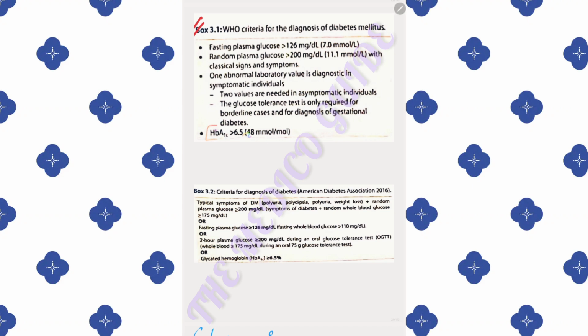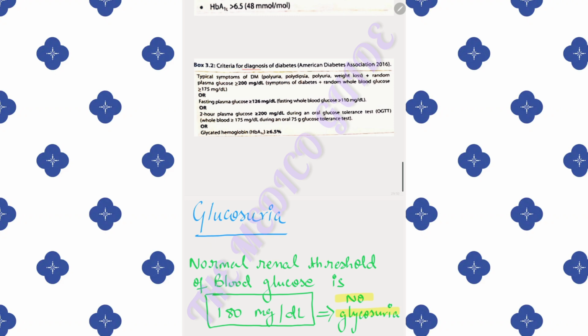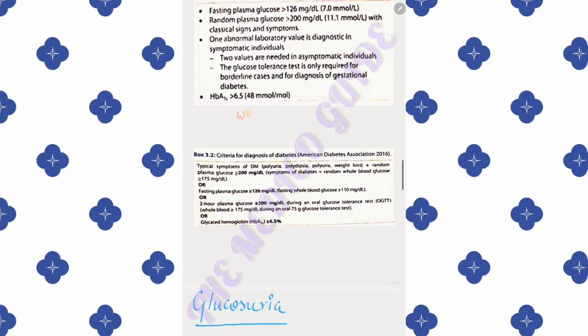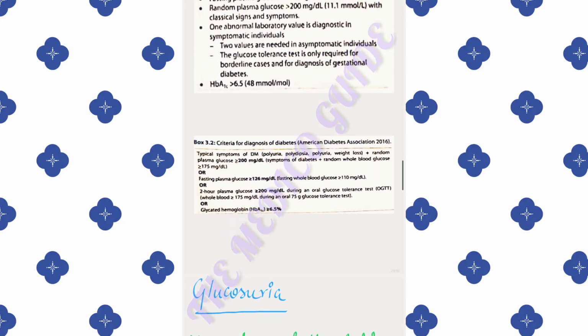Now the HbA1c value is more than 6.5. Next is the criteria for the diagnosis of diabetes. This was the criteria by the WHO, my dear students. This is by the American Diabetes Association. Now it is basically purely for the purpose of exams or competitive exams.